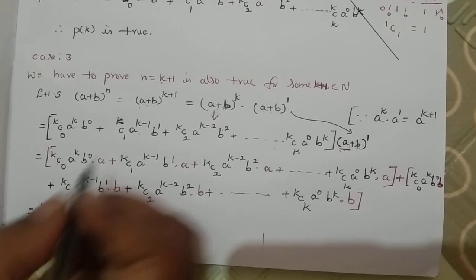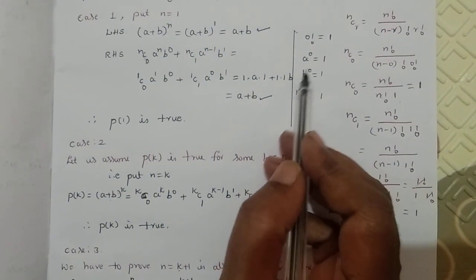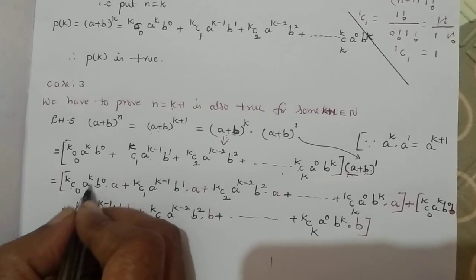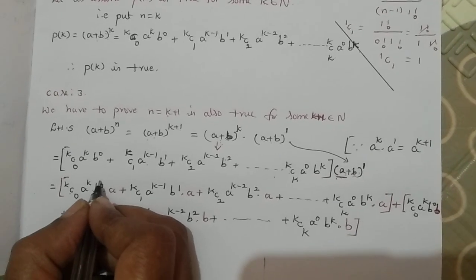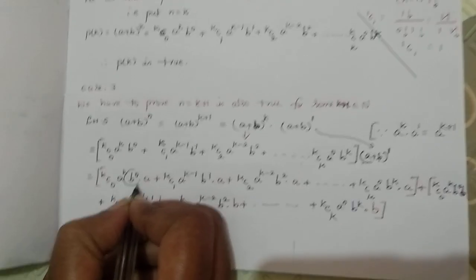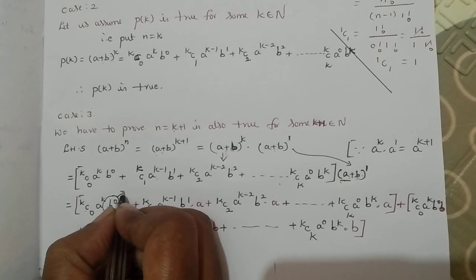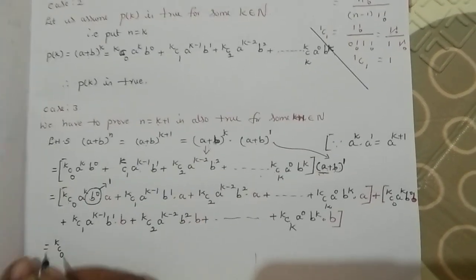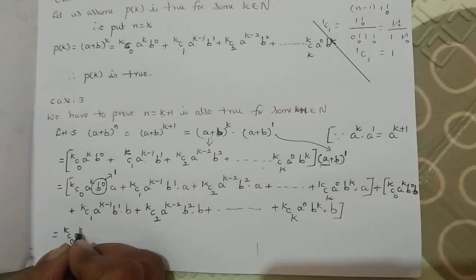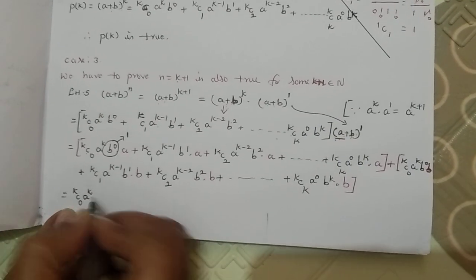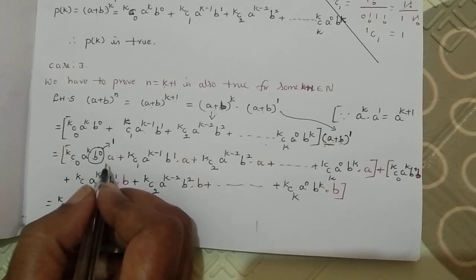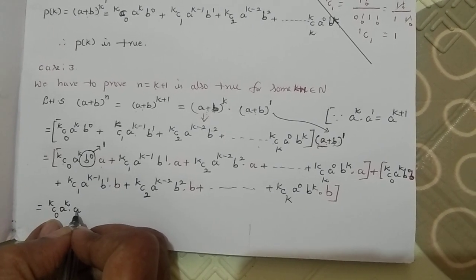kc naught. We already know any constant to the power of 0 is nothing but 1. That means b power 0 leads to 1. Only a power k remains, and anyhow that is 1 times a. I took it as it is.